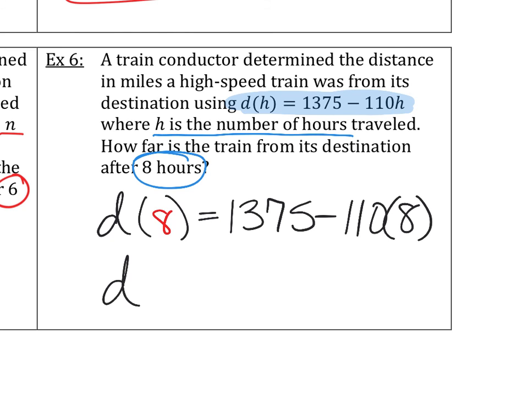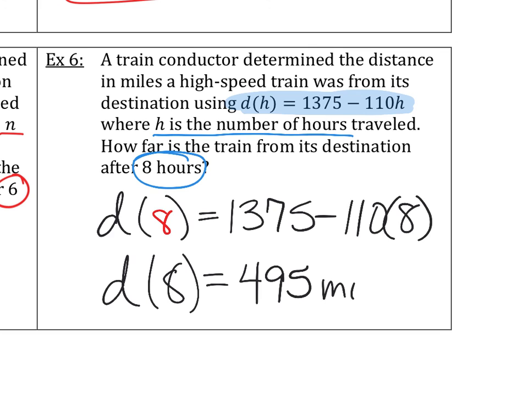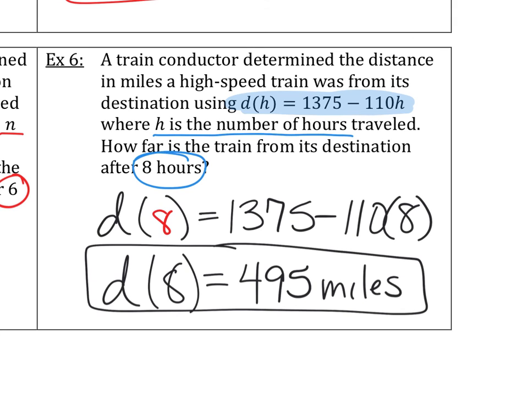So we would calculate that. We'd throw that into a calculator. 495, that's how far it is. I guess, yeah, it told us miles. 495 miles away. Very nice.